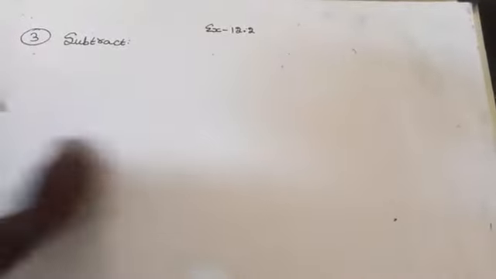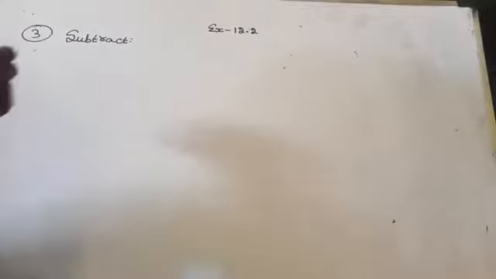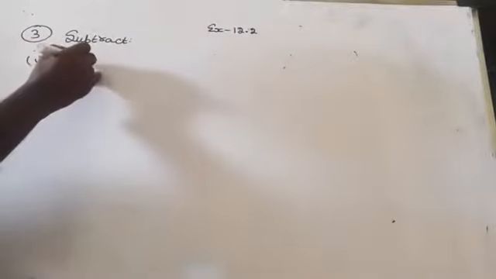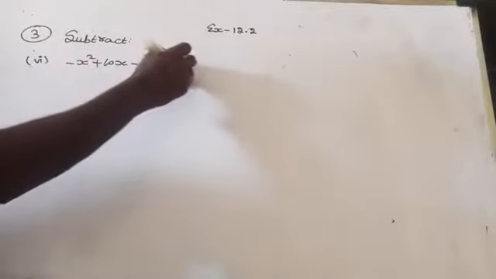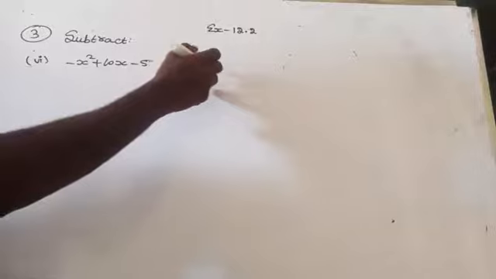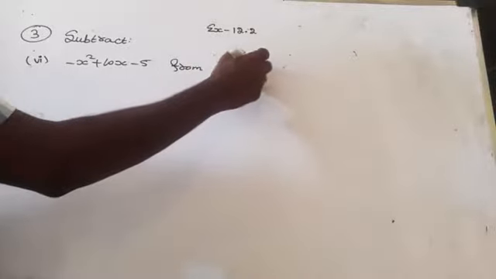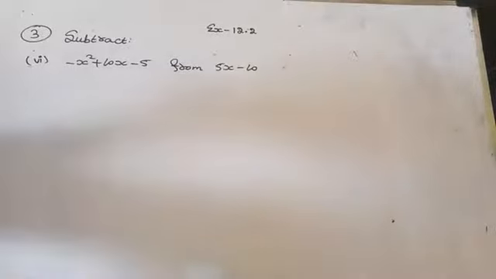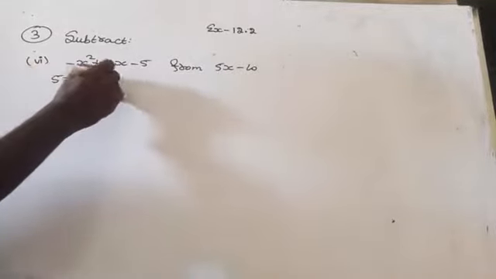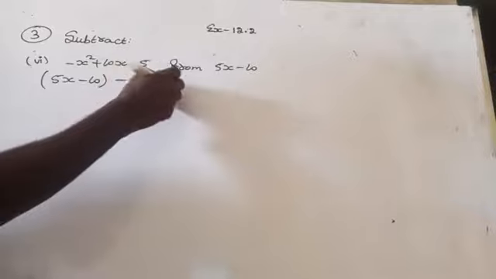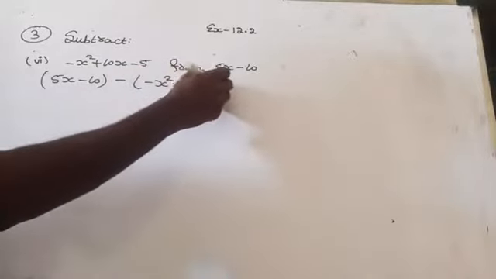The next part of the question is, sixth question, that is, subtract minus x square plus 10x minus 5 from 5x minus 10. So which one will come first? This will come first, that is 5x minus 10 minus of minus x square plus 10x minus 5.